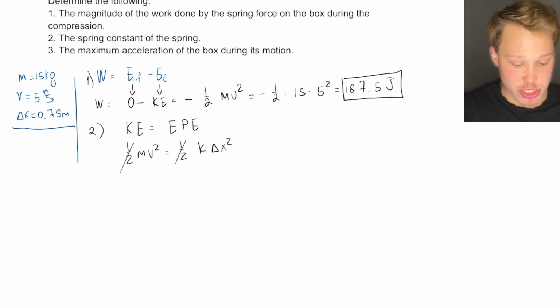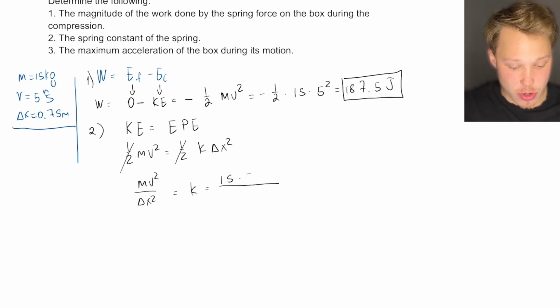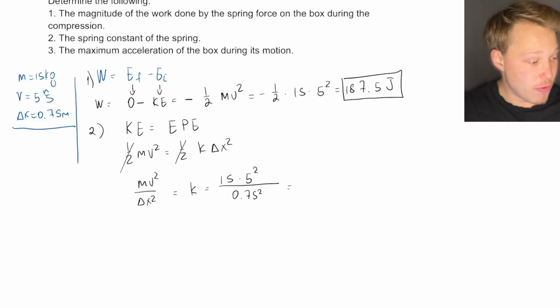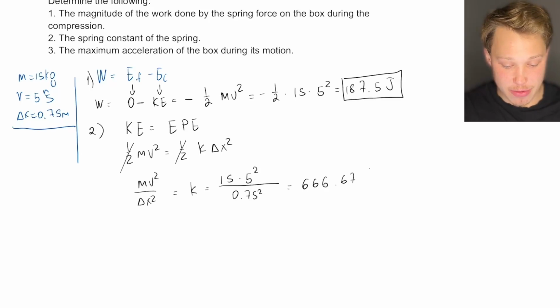If we rearrange this equation for k by dividing both sides by delta x squared and plug in all the quantities that we know, so delta x is 0.75 squared, we'll find that k is equal to the lucky number 666.67 newtons per meter. So that's our answer for the second part.